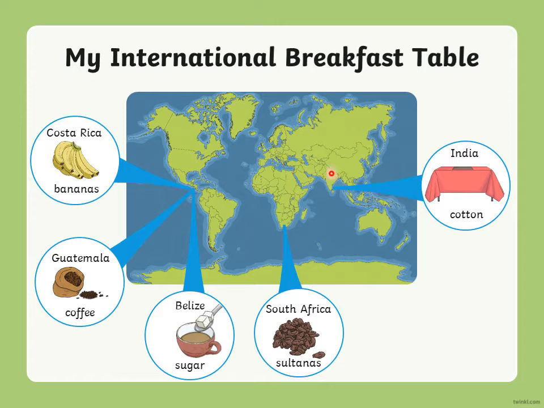And then finally we cross over to Asia, this continent here, and we go into India, which is a country in Asia. And cotton is actually a plant, and it is grown in India. So you might have a tablecloth on your breakfast table, and that cotton is grown in India.